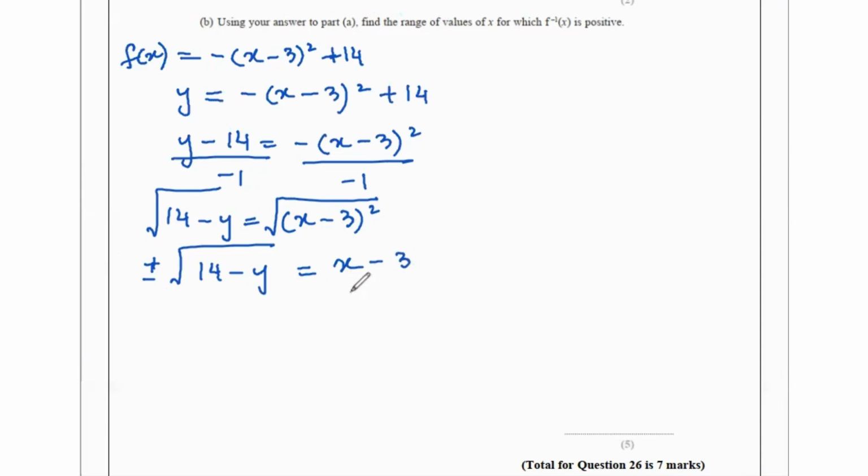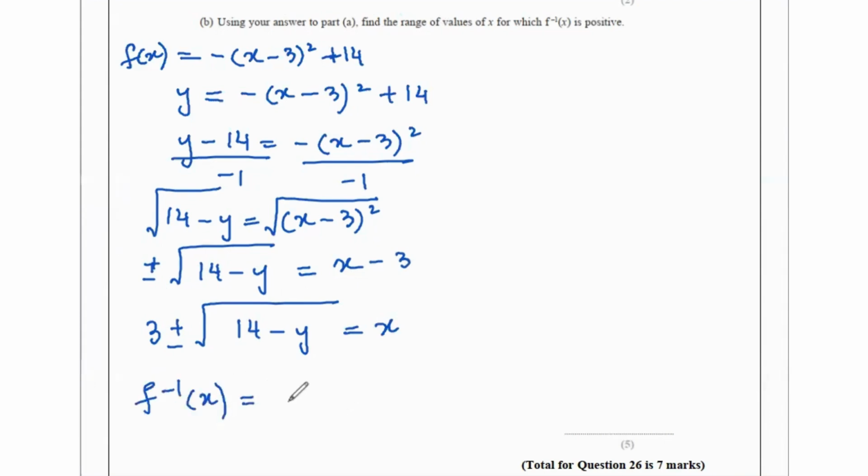Now, last thing is to move the 3 to the other side. So it's 3 plus or minus the root of 14 minus y equals x. Replace the x with f inverse x and replace the y with x. This is your inverse function.